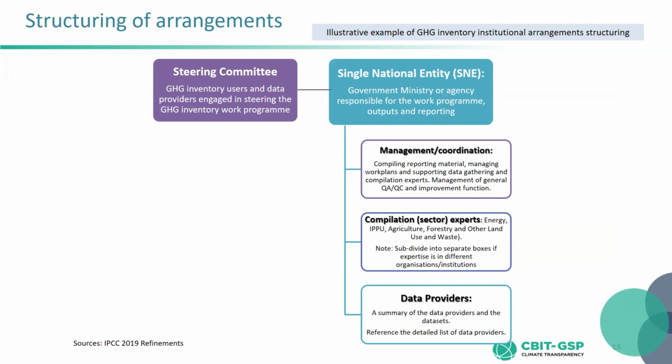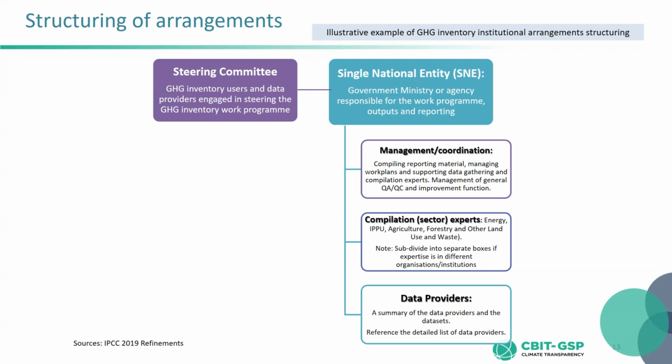So one of the key first steps to take into consideration when we are setting up our institutional arrangements is to create a system structure diagram. This helps clarify roles and responsibilities and will give us a clear picture of how the GHG system is organized. So here is an example which starts with a steering committee at the top. The steering committee has as a priority to ensure the inventory meets both national and international needs. So it's the high-level committee of direction.